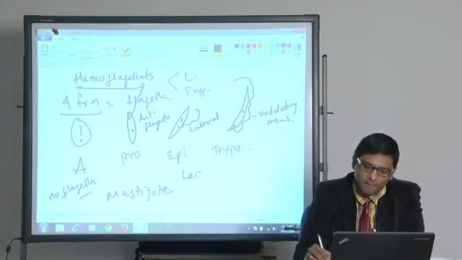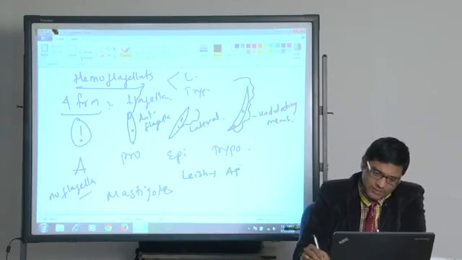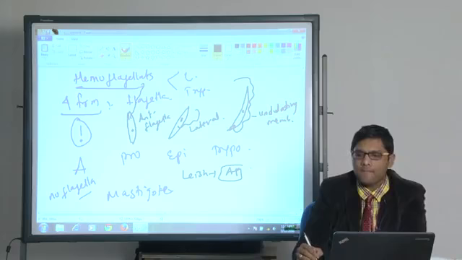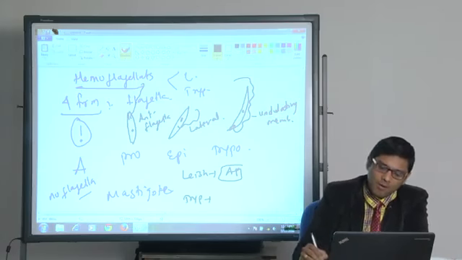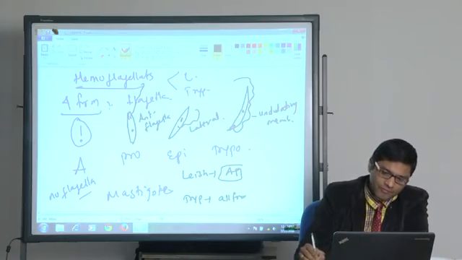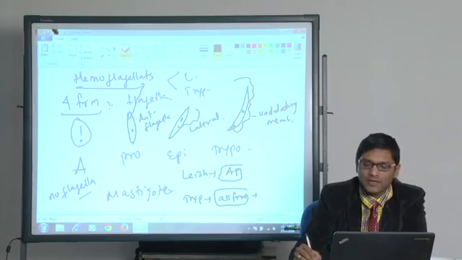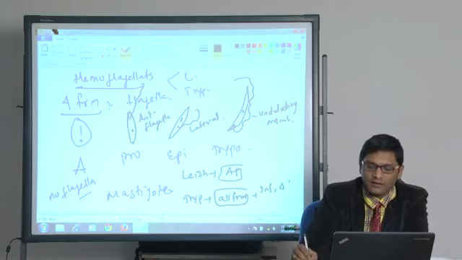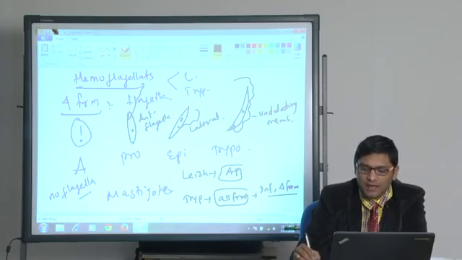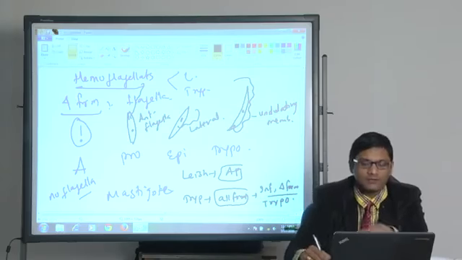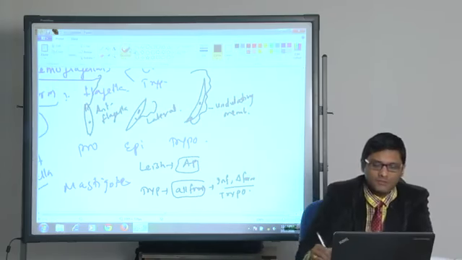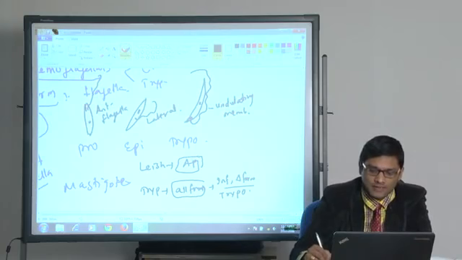In Leishmania, AP forms are seen, A and P, amastigote and promastigote, whereas in Trypanosoma all forms are seen. However, the infective form and diagnostic form is the trypomastigote form. In Leishmania, AP forms are seen. AP means amastigote and promastigote forms are seen.